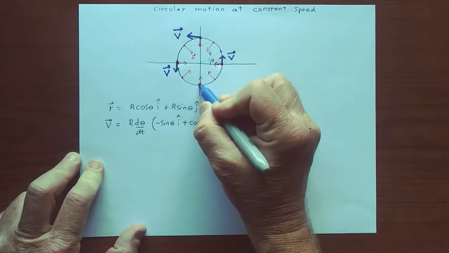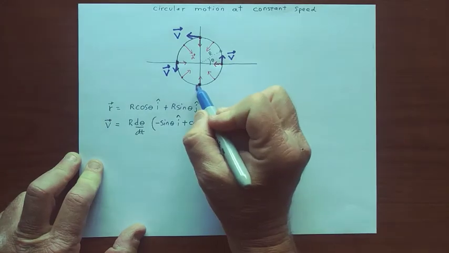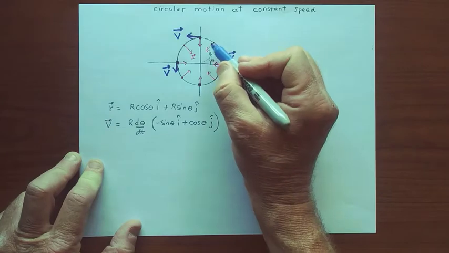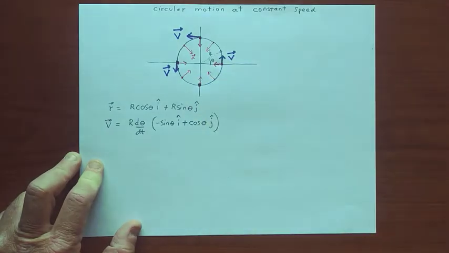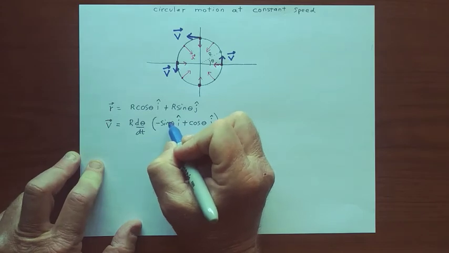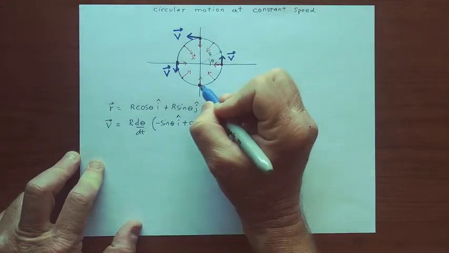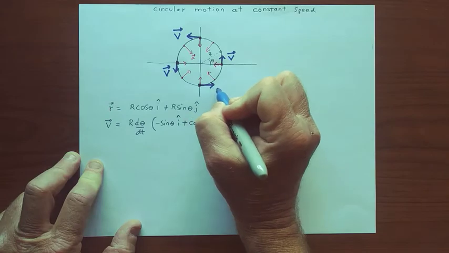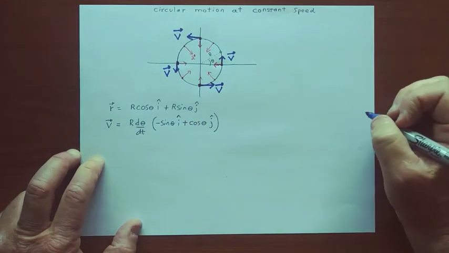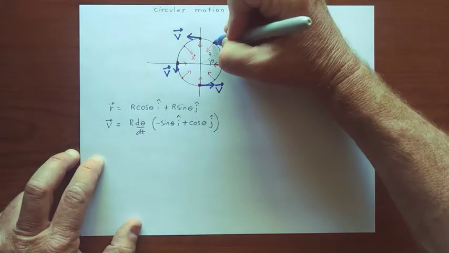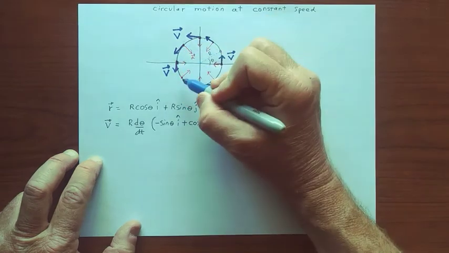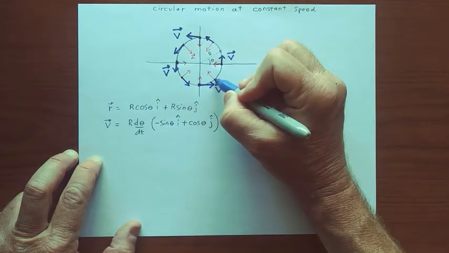When the object is here, unsurprisingly, it'll be an i hat. This will have to go away. The cosine of 270 or minus 90 is 0. The sine of minus 90 is minus 1. We have a minus sign here. We get a positive 1, and that gives us an i hat. And so the velocity points tangent to the circle, unsurprisingly. And so here it would be that way. Here it would be that way, and so on.